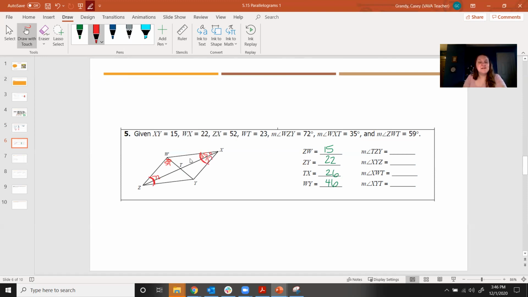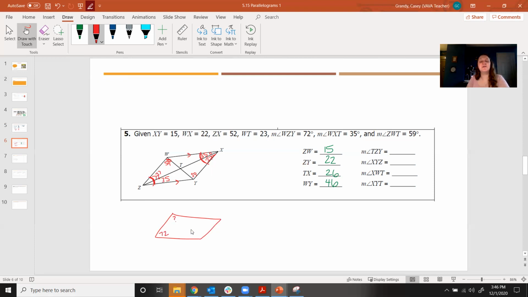Now remember, the opposite sides are parallel, so all properties of parallel lines are still fair game. Alternate interior angles will still be congruent. So if this angle is 37, that means this small angle is 37. And if this angle is 35, then this small angle is 35. Okay. Let's look up here at angle W. This is 59. Alternate interior angle would make this angle over here 59.